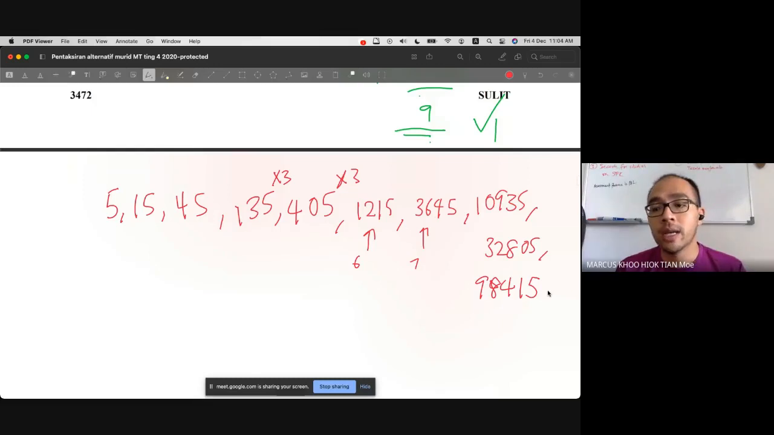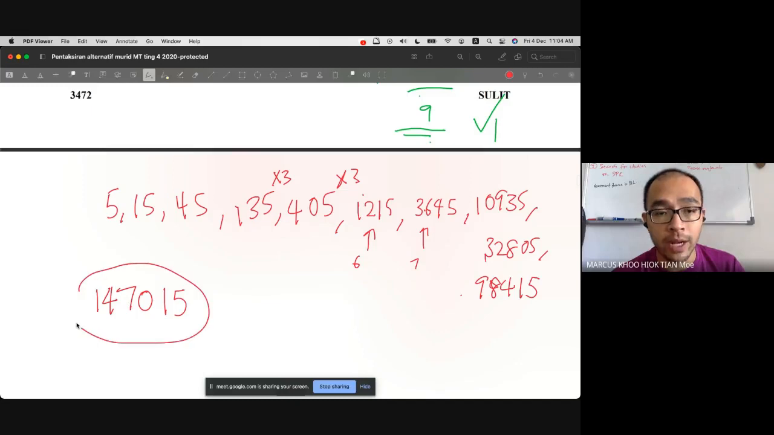Okay, if you want to use the formula method, can, I'll show you later. But this is the simplest way, you know. Since you know that it is times 3 times 3 times 3, you just multiply by 3 each time. So when you add everything together, the answer will be 147015. Okay, 1215 plus 3645 plus 1095 plus 32805 plus 98415. You will get this final answer.